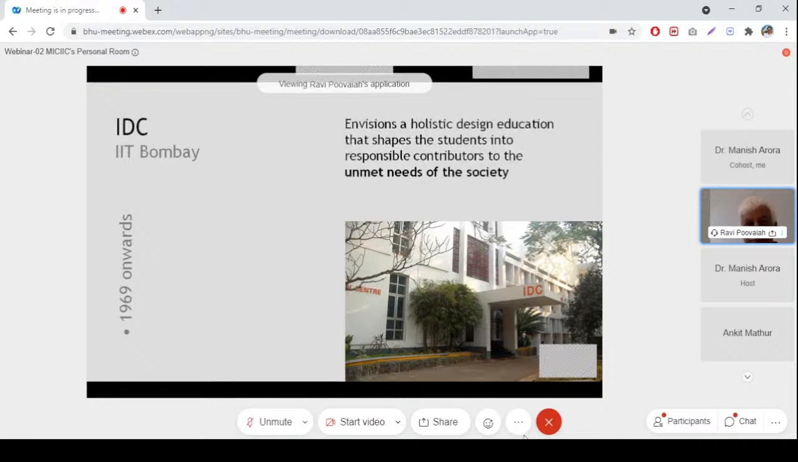So it envisions a holistic design education that shapes the students to responsibly contribute to the unmet needs of the society. This statement is very, very important because it's a very social statement. You should be able to identify the current needs of the society contextually, and be able to find solutions for these kinds of situations.